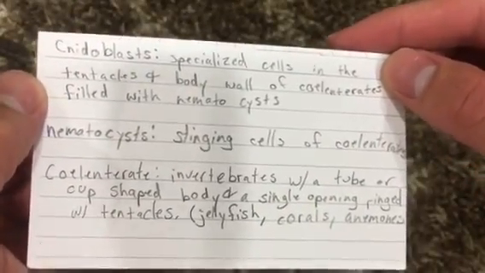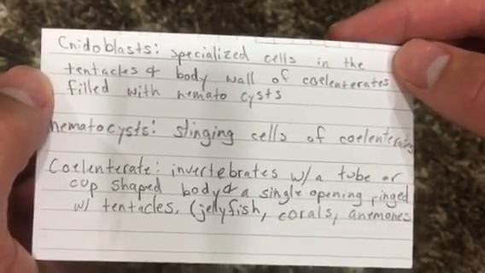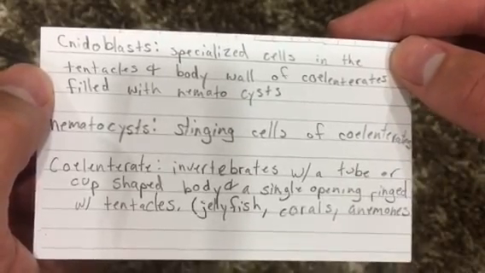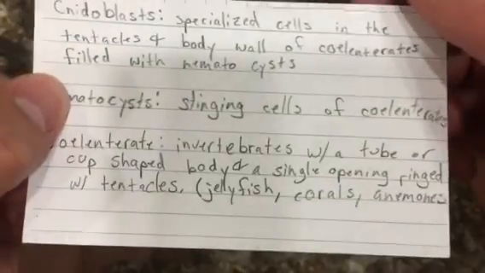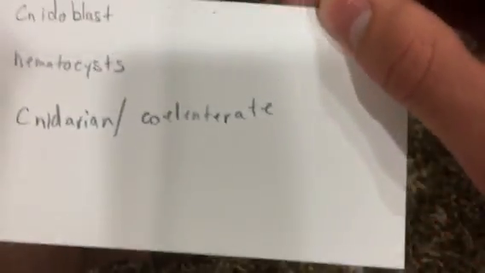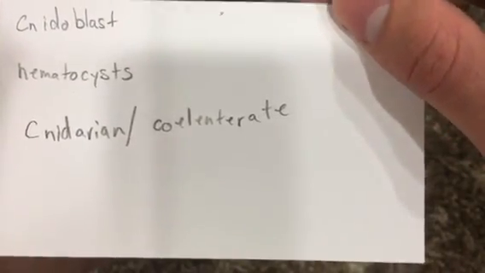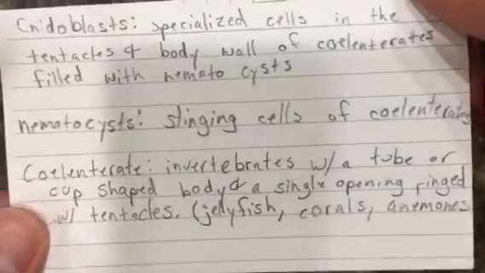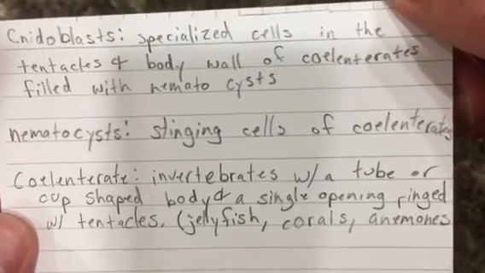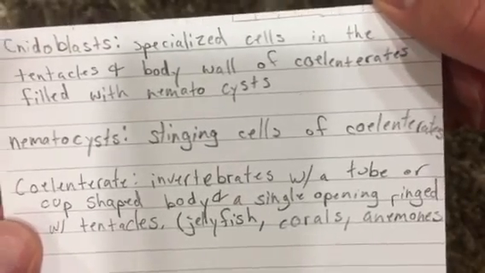Cnidoblast is specialized cells in the tentacles and body wall of coelenterates filled with nematocysts. Nematocysts are stinging cells of coelenterates. Cnidarian and coelenterate: invertebrates with a tube or cup-shaped body and a single opening ringed with tentacles, jellyfish, corals, and anemones.